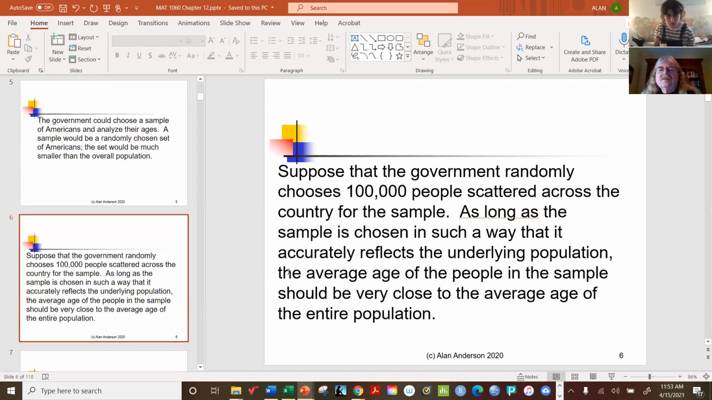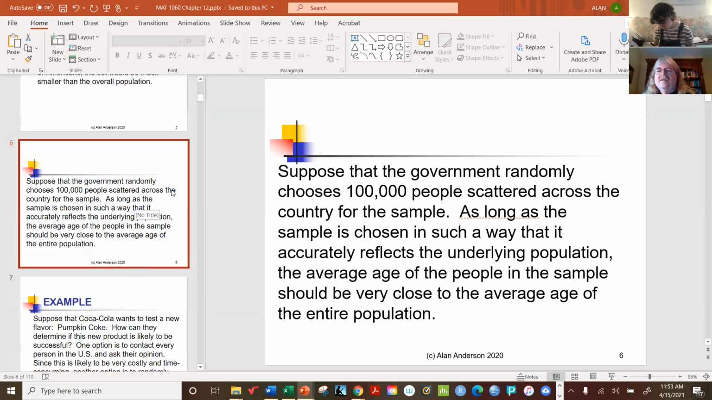Now, the bottom line, though, is that you must pick the sample carefully. In this case, we literally will randomly pick numbers or names for people scattered all across the country. And if we pick the sample in such a way that it really and truly reflects the population, the average age in our sample will end up being very close to the average age of the entire country. That's all we need.